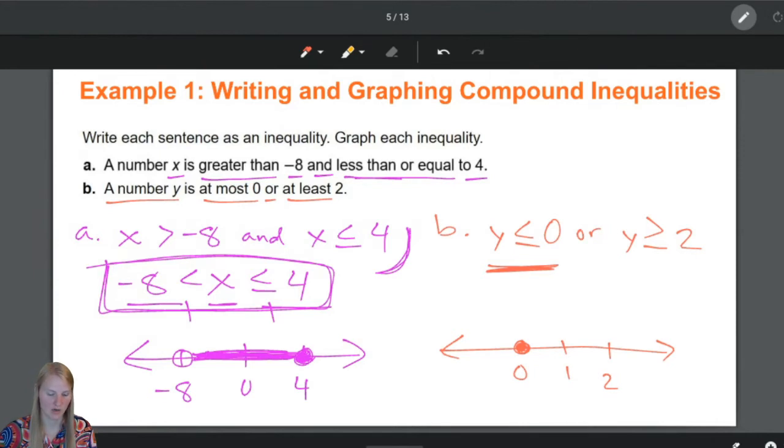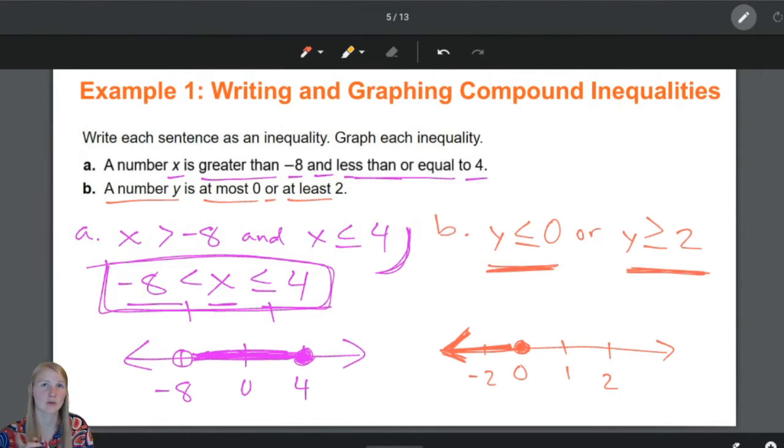Less than or equal to 0 means that I could have negative numbers. All negative numbers are less than 0. So maybe -2, -3, whatever you want, but the arrow is going to point this way. Okay. And we're not done yet because we still need to focus on this part.